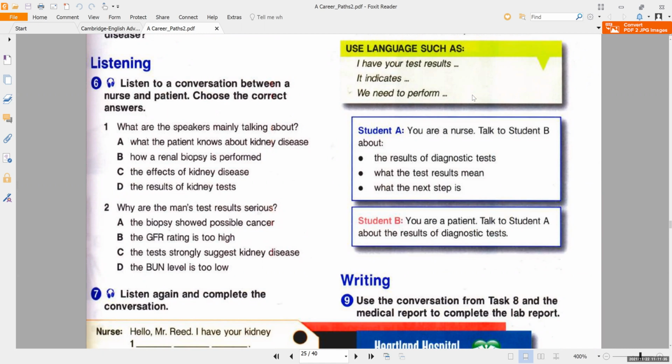So question number 1, what are the speakers mainly talking about? The patient and the nurse, what are they mainly talking about? What the patient knows about kidney disease, how a renal biopsy is performed, the effects of kidney disease, the results of kidney tests. Number 2, why are the man's test results serious? The biopsy showed possible cancer, the GFR rating is too high, the test strongly suggests kidney disease, and finally, the BUN level is too low.